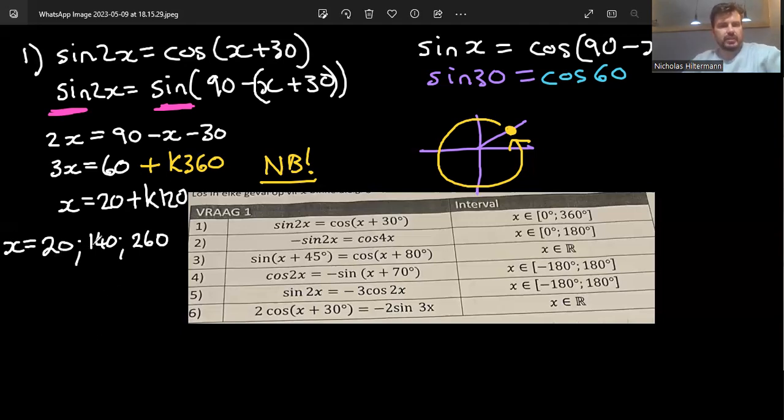Now if you check those in your calculator, we check sine 20, it'll be sine 40. And if we put 20 here, we get cos 50. We check each of those, and we see that those are all going to be right.